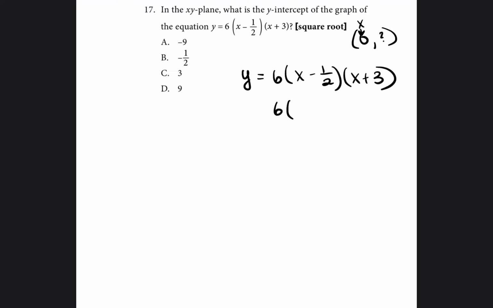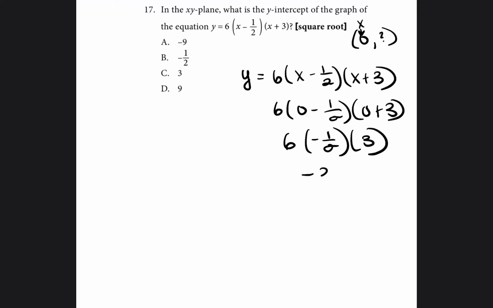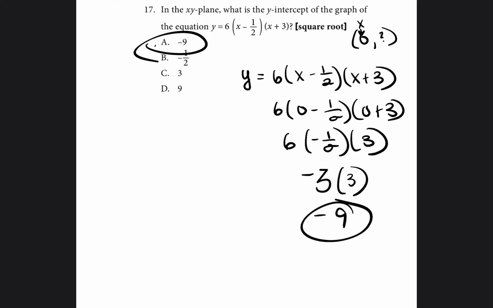Now in the XY plane, what is the Y-intercept of the graph? When we're trying to solve for a Y-intercept, we just plug in 0 for the X, because the X is always 0 when it's the Y-intercept. So we're going to plug in 0 and solve. 6 times negative 1/2 times 3. It would be negative 3 times 3 equals negative 9. So our answer is going to be negative 9.